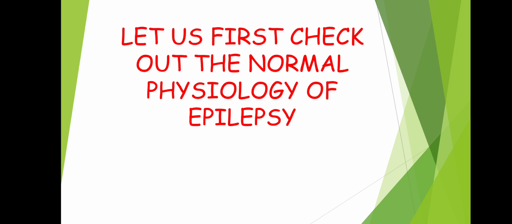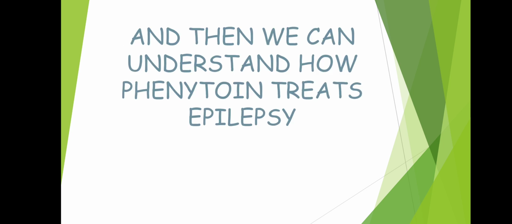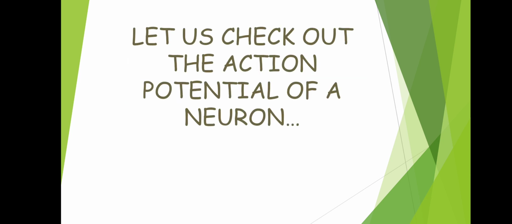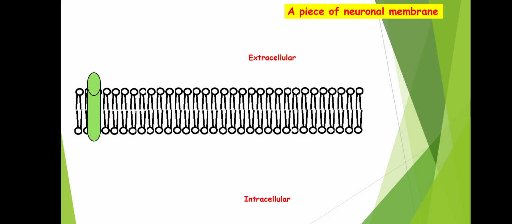Okay, so let us first of all check out the normal physiology of epilepsy, and then we can understand how phenytoin treats epilepsy. So let us first of all check out the action potential of a neuron for better understanding. So this is a piece of neuronal membrane. You can see outside there is an extracellular area and there is an intracellular area.